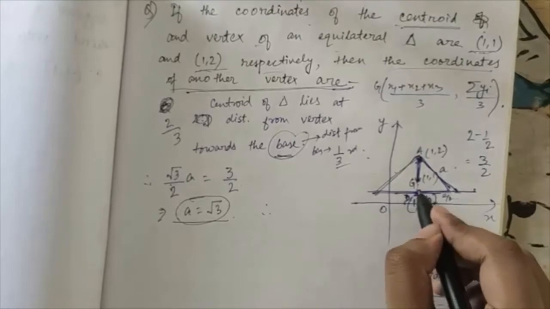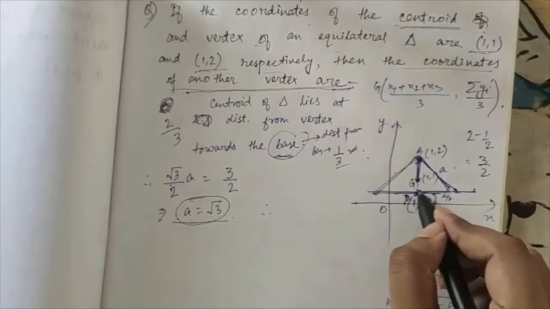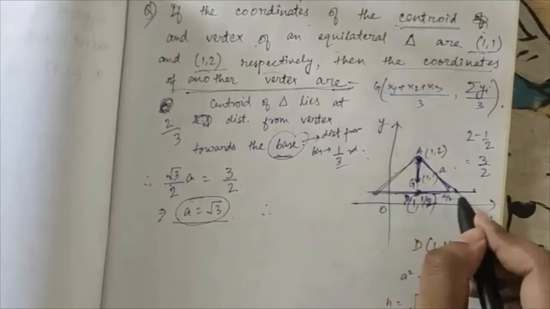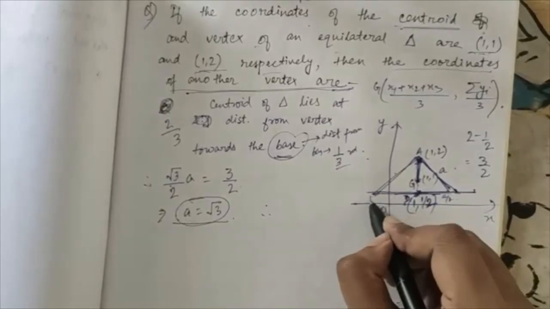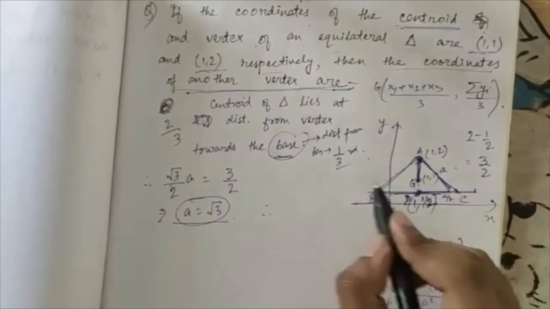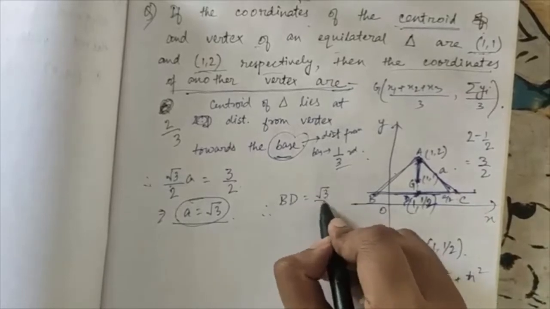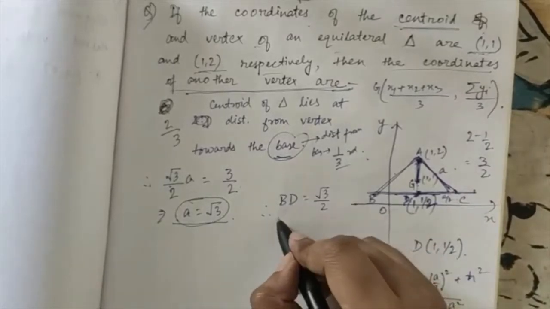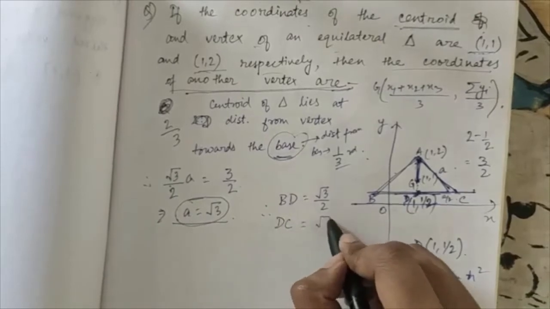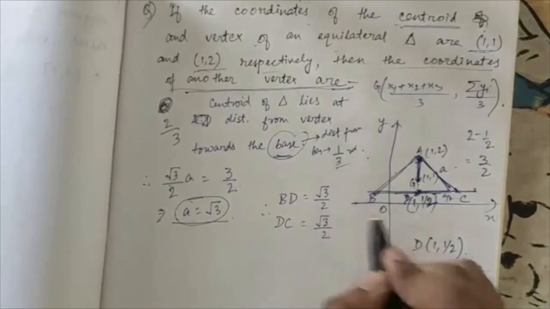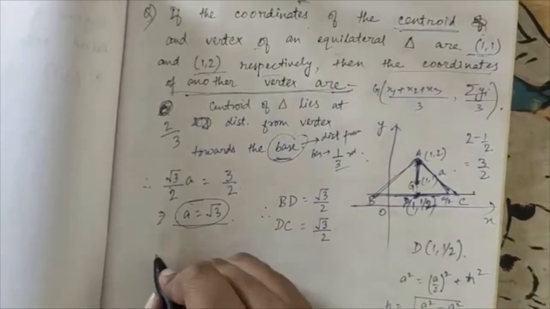Now if it's root 3, then we know that the straight line joining the upper vertex to the base of the equilateral triangle is the median line. So therefore, if it is the median line, then we can say BD is equal to DC is equal to root 3 by 2.